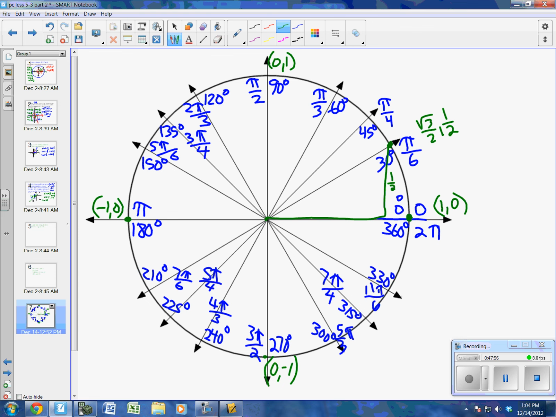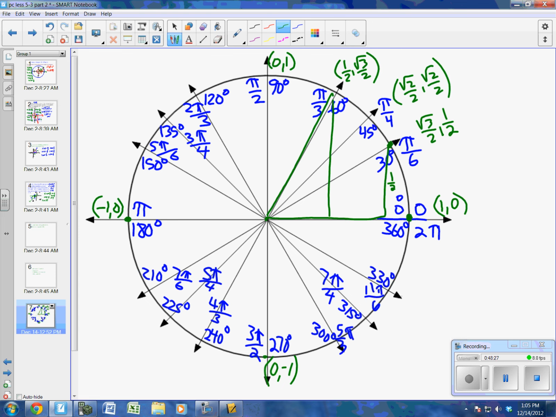Now the 60-degree angle is just the opposite. Because now you go over 1/2, and then you go up square root of 3 over 2. I always remember the longer one is square root of 3 over 2. The shorter one's the 1/2. So this one's 1/2, comma, square root of 3 over 2. And then the 45-degree angle, we know what that one is, right? x and y are both the same. What are they? Square root of 2 over 2 and square root of 2 over 2. You have to memorize those.